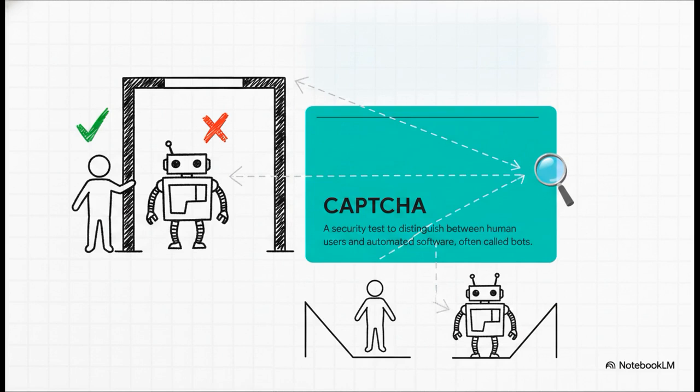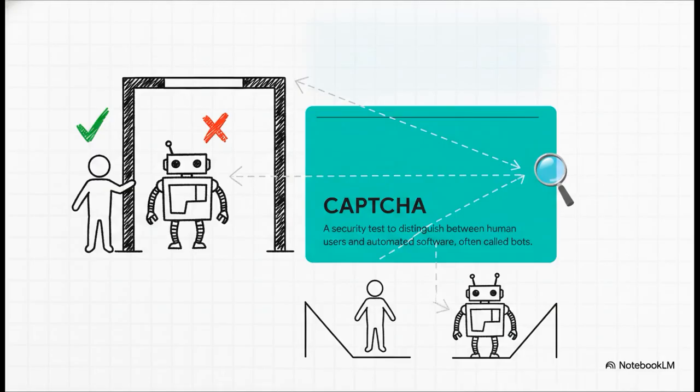Which is the logical endpoint of this arms race, I suppose. As the cognitive tasks become trivial for AI, the only differentiator left is the complex, messy reality of human behavior and hardware variance. The technology adapts, but the core objective, filtering the biological signal from the automated noise, remains identical to the days of warped text.